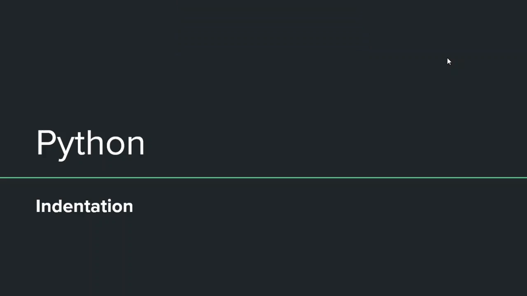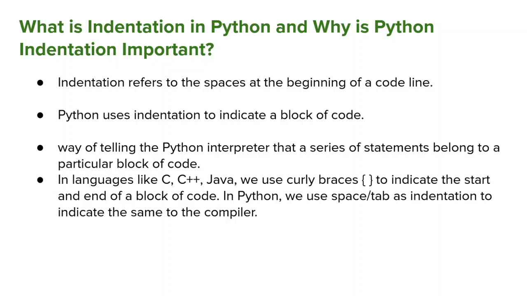Hello everyone. Today we will see a very important topic in Python, that is Python indentation. Indentation refers to the spaces at the beginning of a code line. Python uses indentation to indicate a block of code.